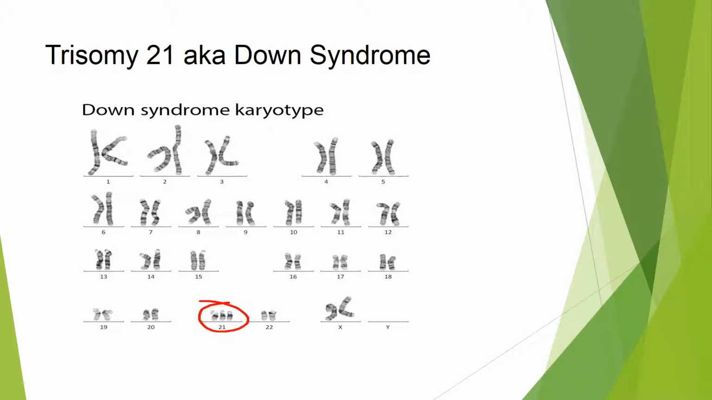Next is Down syndrome, trisomy 21. So in trisomy 21, this person has a partial extra copy of chromosome 21. And usually these people present with characteristic facial features and intellectual disability.